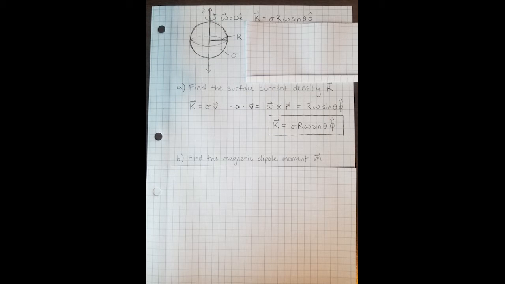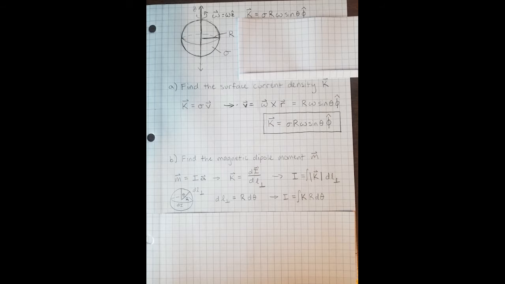Next, we would like to find the magnetic dipole moment m. m we know equals the current I times the vectorial area. We also know that K equals dI over dl perpendicular. So if we rearrange that a little bit, we get I equals the integral of K dl. We can see with a little graphic here that dl perpendicular equals the radius times d theta, which makes I equal to the integral of K r d theta.